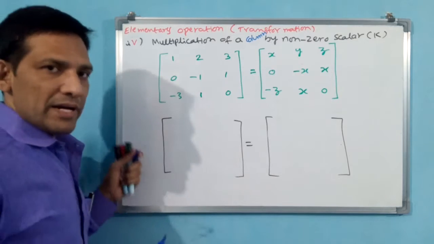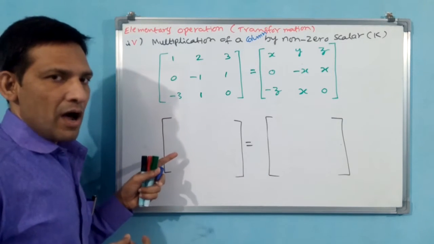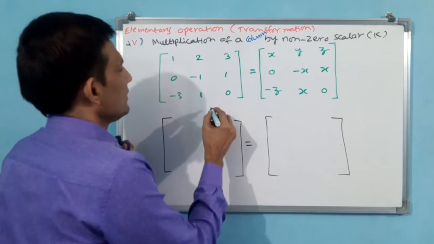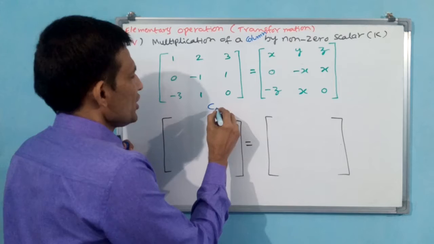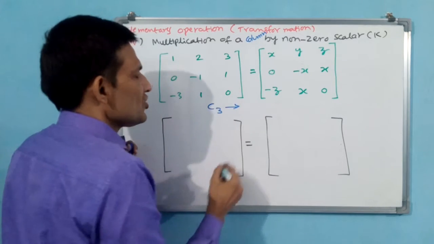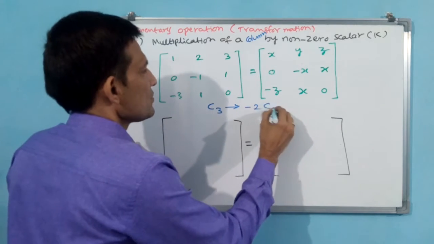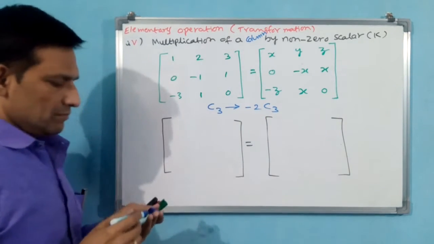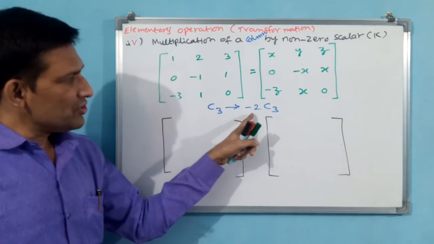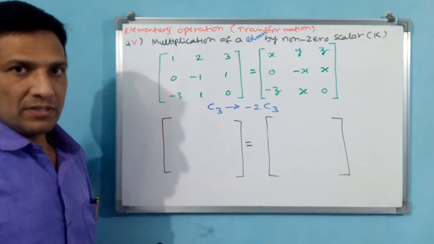What I am writing, observe carefully. Earlier what we have done? R2 we have done. Now we don't take 2, we take 3. See, the change is in C3. That change is minus 2 C3. You understand? The change is in C3, minus 2 C3. That means only in C3 you have to change.